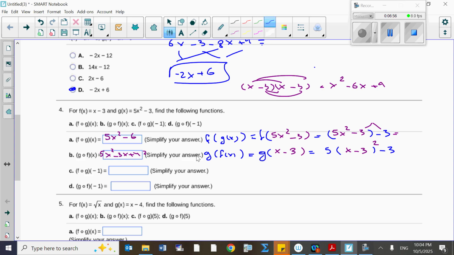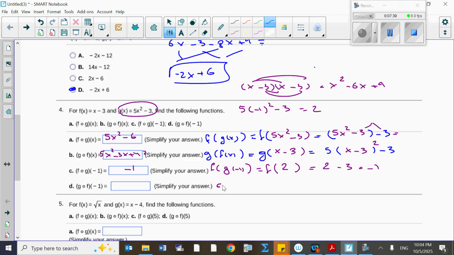Next question is asking us to find f of g of negative 1. So I'm going to find g of negative 1 first. What is g of negative 1? That means here instead of x, you put negative 1, which is going to be 5 times negative 1 squared minus 3. So negative 1 squared is 1, 5 times 1 is 5, minus 3 is 2. So g of negative 1 is 2. Now what is f of 2? f is supposed to be x minus 3, but your x is 2. So the answer is negative 1.